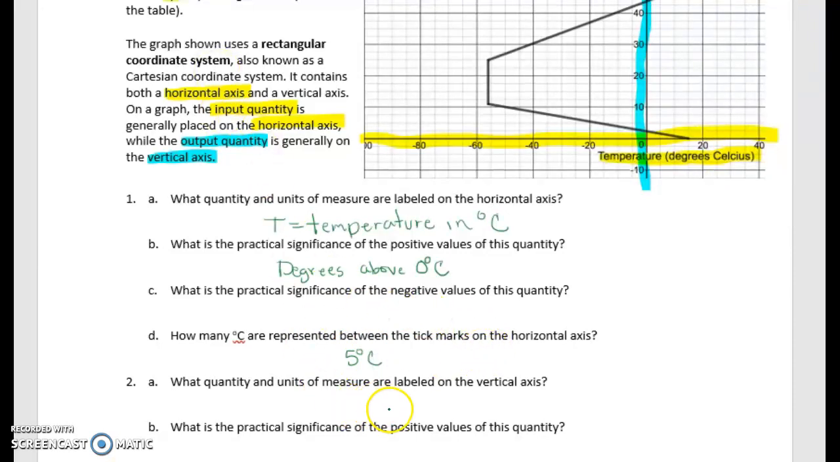Now I'm going to go ahead and let you guys do the vertical axis. Remember, make sure you have a variable, a letter, and its defined variable, its defined letter, and then also whatever its units of measurement are.